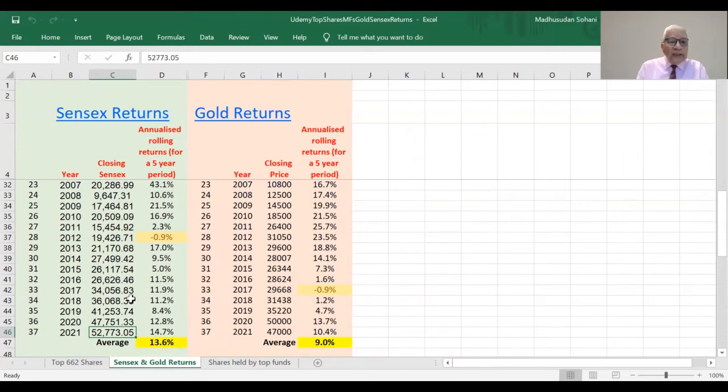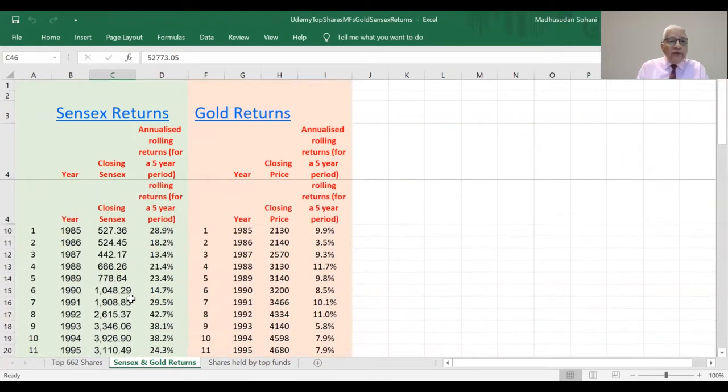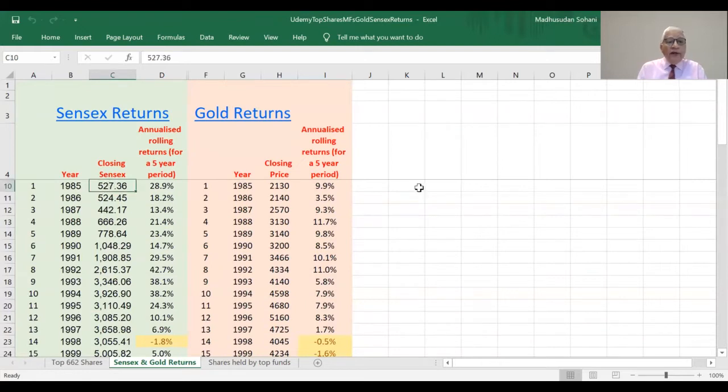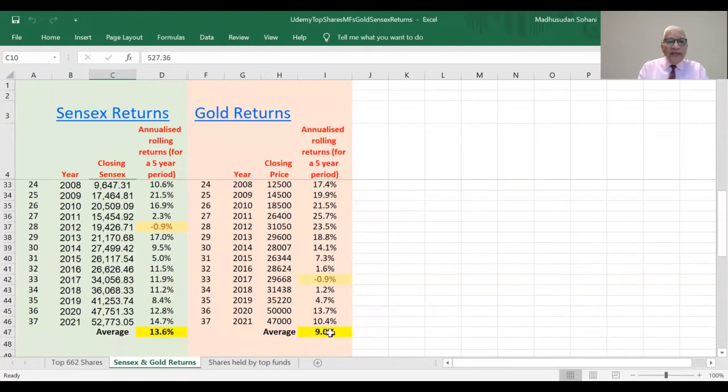So this compared with the first index of 527.36. This is a period of 36 years. In 36 years, how much has been the growth of Sensex? It has been a compounded annual growth of 13.645. The correct figure is 13.645 because I have shown it only to the extent of 1 digit. It has got restricted to 13.6. The actual number is 13.645.